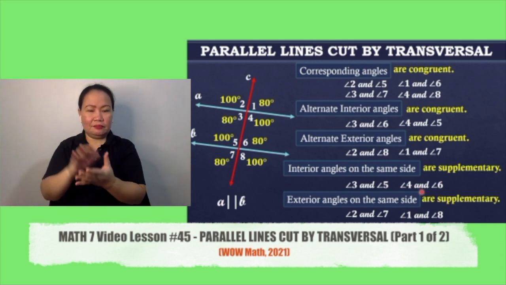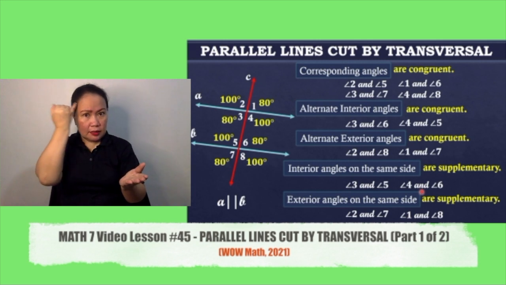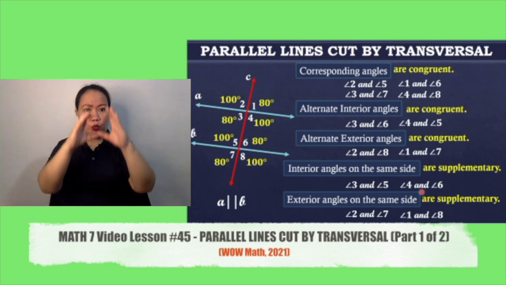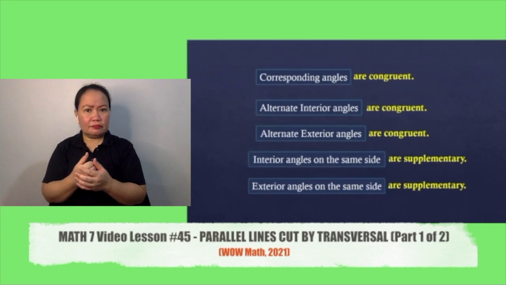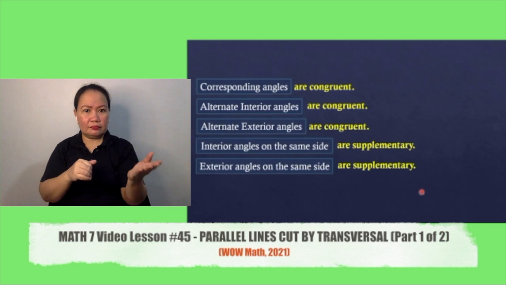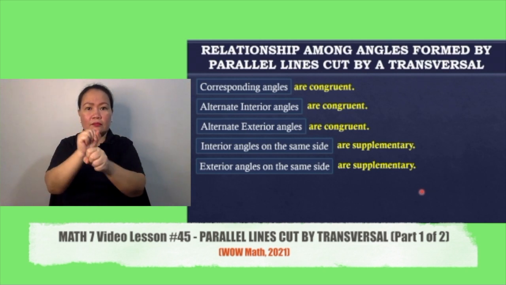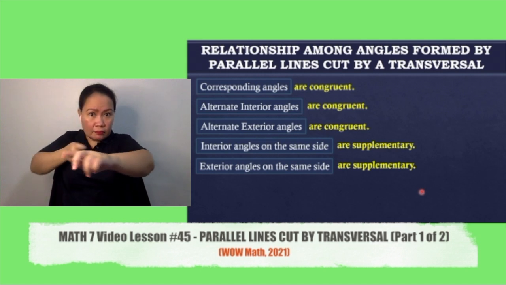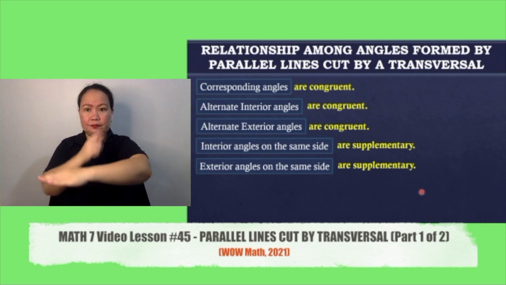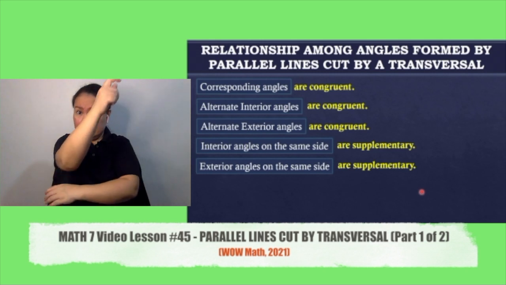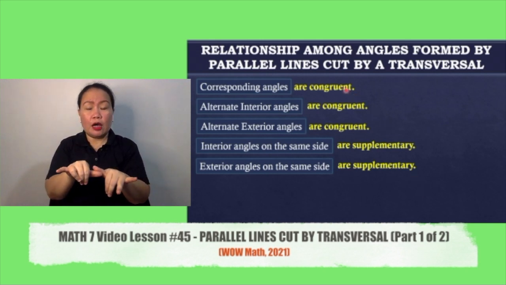Okay, so what do we call these concepts that corresponding angles are congruent, alternate interior angles are congruent, alternate exterior angles are congruent, interior angles on the same side are supplementary, and the exterior angles on the same side are supplementary? Ano ba itong mga to? Ito po ay pwede nating gamitin dahil ito yung relationship among angles formed by parallel lines cut by a transversal. There is something special. Kapag ang kinat ng transversal mo ay parallel lines, makukuha mo lahat ng measures ng ibang angles by using this concept or conclusion.